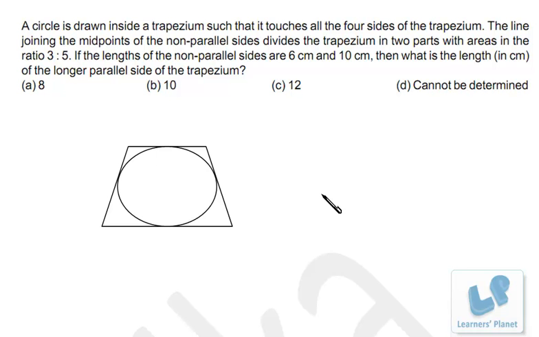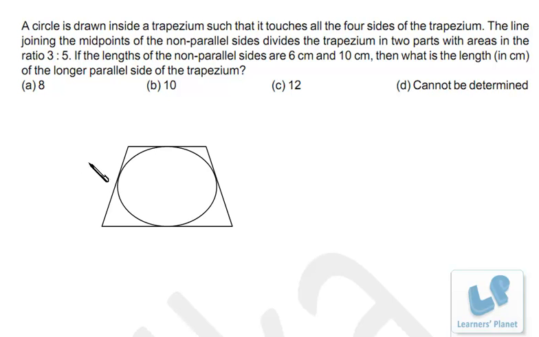Now a problem based on geometry. A circle is drawn inside a trapezium such that it touches all the four sides of the trapezium. The line joining the midpoints of the non-parallel sides divides the trapezium into two parts with areas in the ratio 3:5. If the lengths of the non-parallel sides are 6 and 10, then what is the length of the longer parallel side of the trapezium?